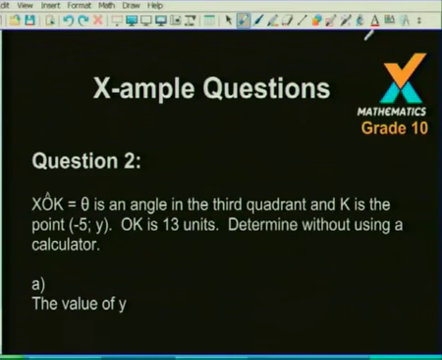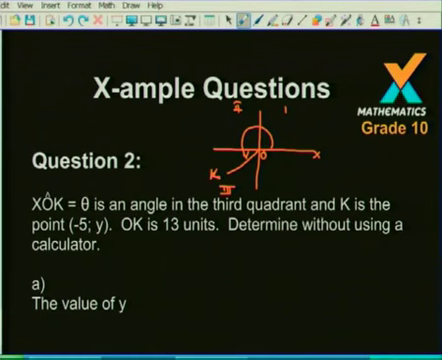Right, let's have a look at question 2. If we look at it, it says angle XOK is theta. It is an angle in the third quadrant. So, okay, that helps us a bit. That's your first quadrant, your second quadrant, your third quadrant. So they're telling me it's here. Okay, X is over here, the positive x-axis. So XOK would look like this, where K is down here.